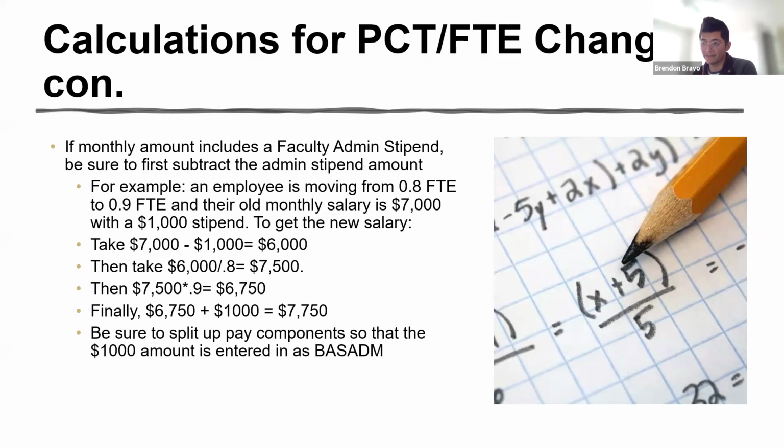And then you're going to take that 7,500, multiply it by 0.9, we get 6,750. So the monthly amount without that stipend is 6,750. So you want to make sure you add in that 1,000 again. So your total monthly amount is going to be 7,750. And then when you're entering it into HCM, in that TBT, your base ADM is going to stay at 1,000, and then if it's just an instructor or something, your base up will be this 6,750. If you're assistant professor or above, it's going to be between your base M and your base up. Are there any questions over the math?